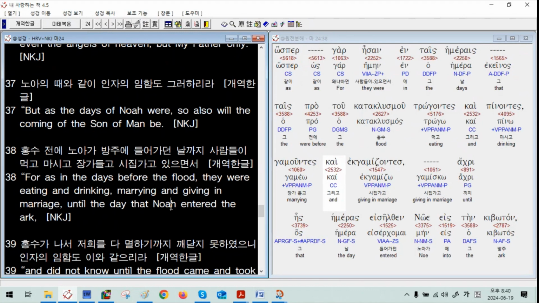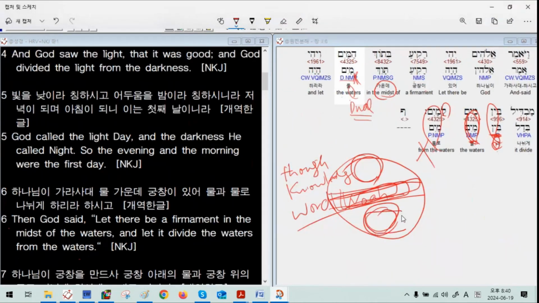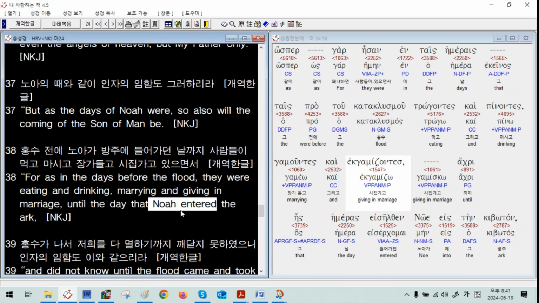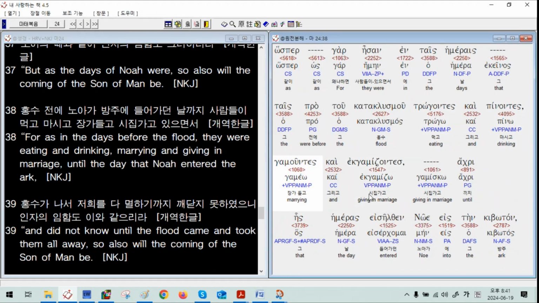As in the days before the flood, they were eating, drinking, marrying, giving in marriage until the day that Noah entered the ark. But English translates the were, when we're looking at the Greek text, you see here, imperfect. Those people who drink the water below, they are in imperfect status. What are they doing? Drinking, marrying, giving in marriage, right? Until the day Noah entered the ark. They are drinking, eating, marrying, and giving in marriage.